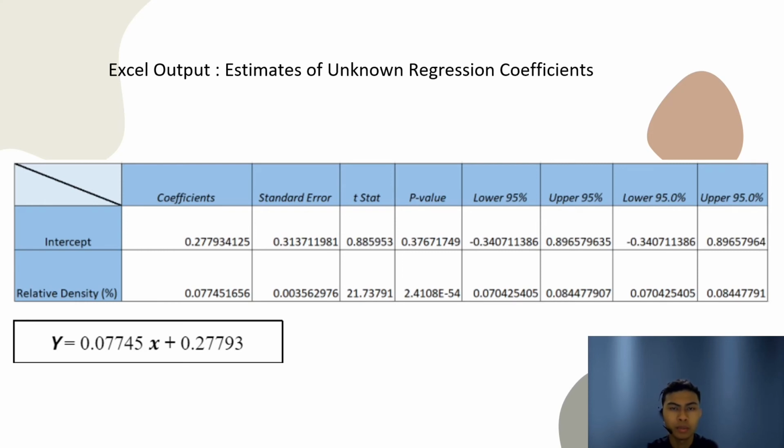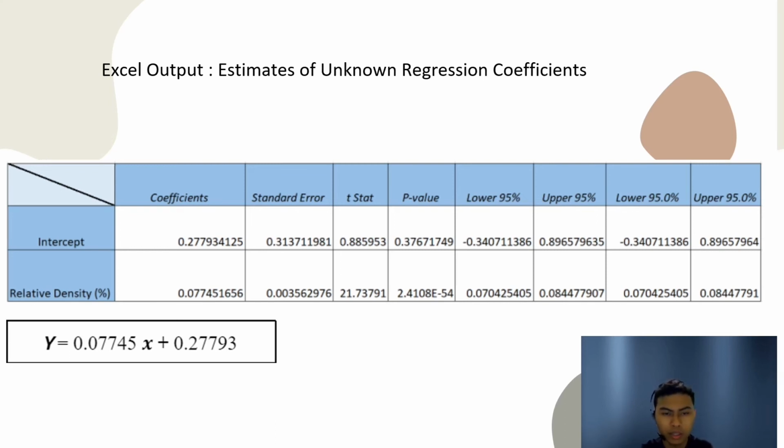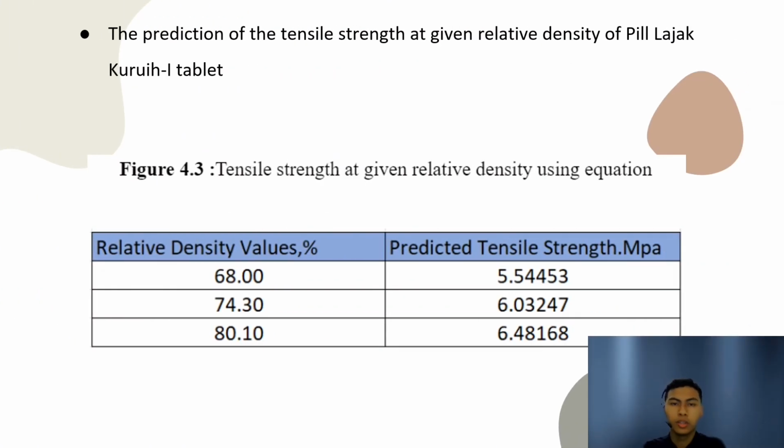Thus, the simple linear regression can be obtained and expressed by substituting the estimates of the unknown regression coefficients as shown below, which is y equals 0.7745x plus 0.27793. In order to predict the tensile strength at a given relative density, we can substitute the given relative density into the equation below. Therefore, we can obtain the tensile strength. The prediction of the tensile strength with the relative density of 68%, 74.3%, and 80.1% is shown below, and it shows that there is a strong linear relationship between these two variables.